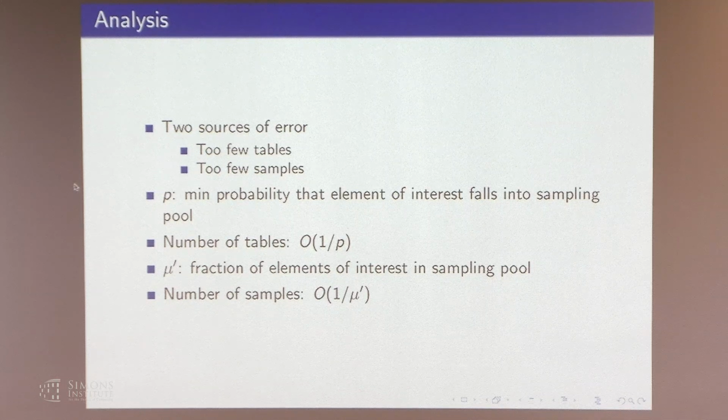Now, what's the number of samples that we need? Well, this is some sort of data-dependent quantity. After we expand our sampling pool, we ask the question: in this sampling pool, what's the expected fraction of elements of interest? One over that is the number of samples that we need. In the worst case, this could be pretty bad, but this works well in practice. This is a data-dependent guarantee. It's hard to get a worst-case guarantee.